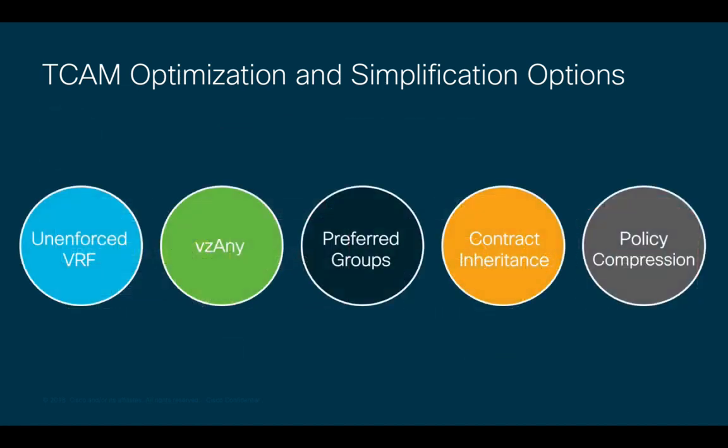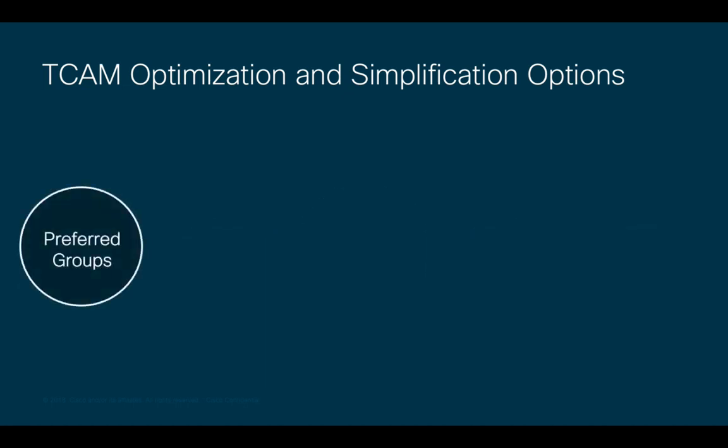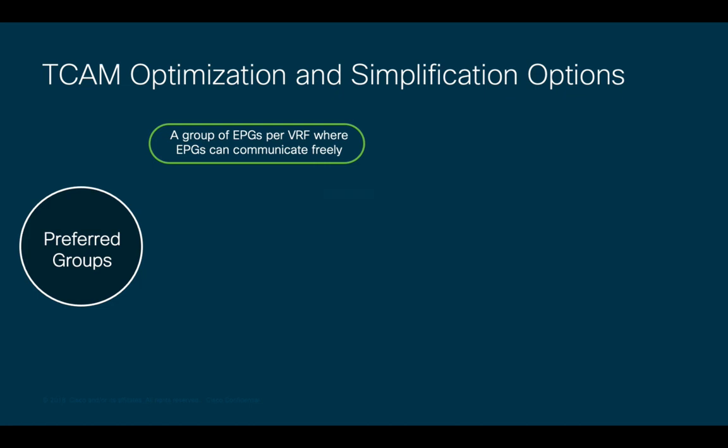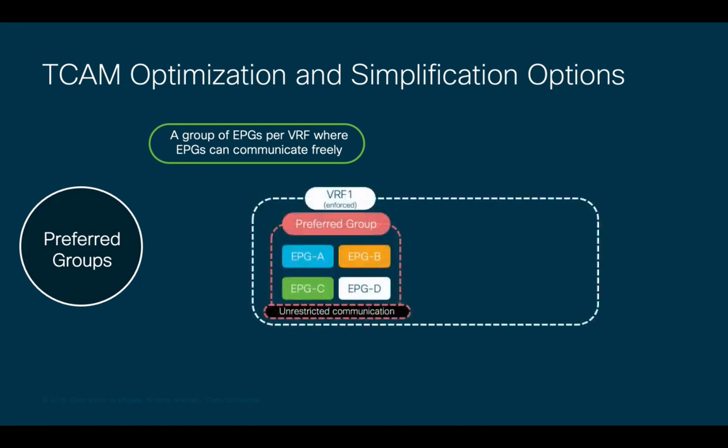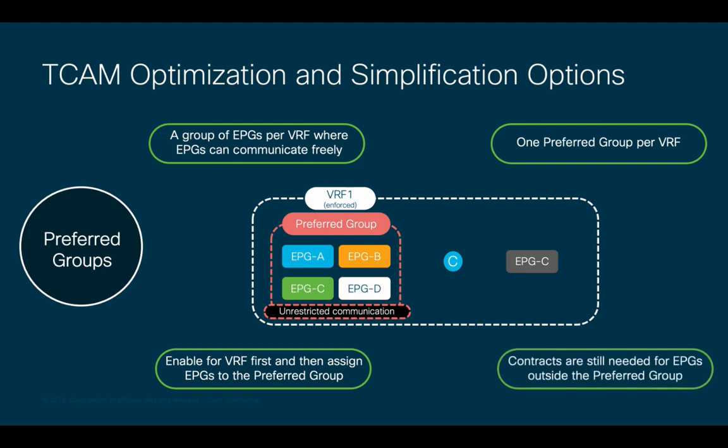There's another option we can use called preferred groups. When you enable preferred groups at the VRF level, you can assign any EPG to become a member of such preferred group. Any EPG that is part of it will have unrestricted communication inside the preferred group, while any EPG outside the preferred group will still require a contract.